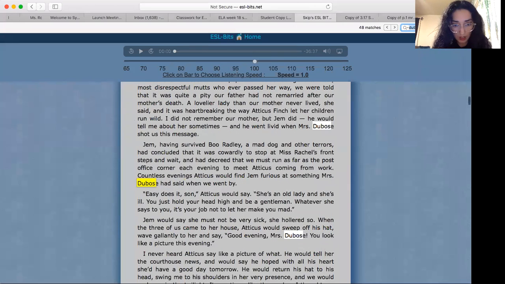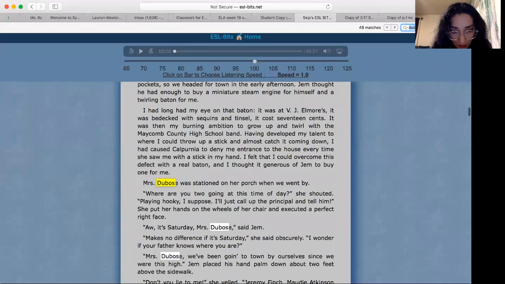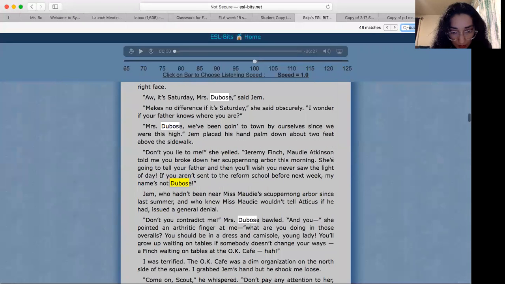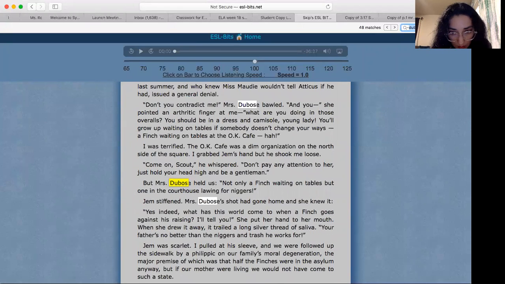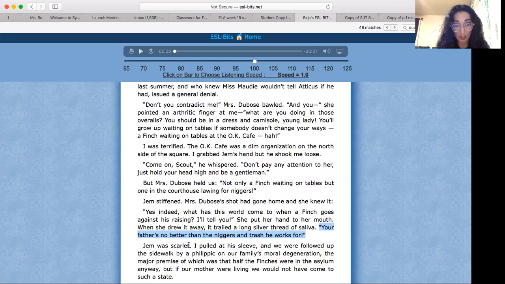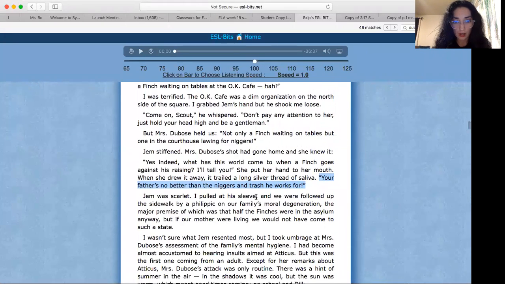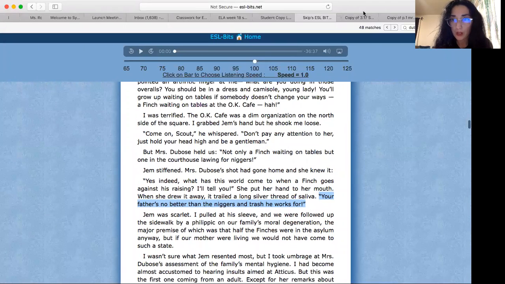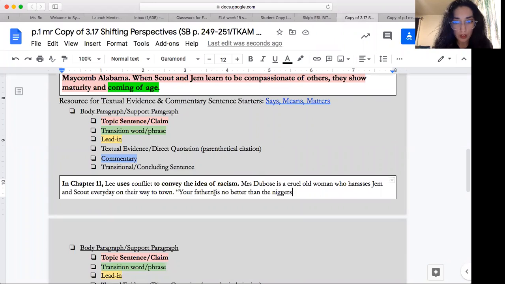Don't you say hey to me, you ugly girl. She's so mean. What else does she say? Oh, here it is. Okay, she says this is the one that makes Jem mad. He's Scarlet, so Scarlet is red. Like he's red because he's so mad. Because she says your father's no better than the N-word she works for. Okay, so I'm gonna go ahead and put it here. Your father. Wait.